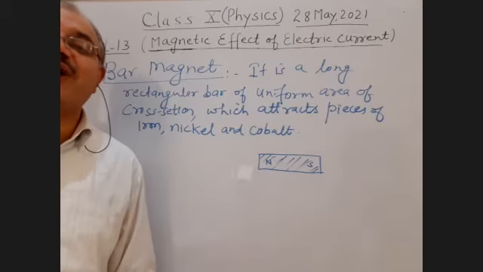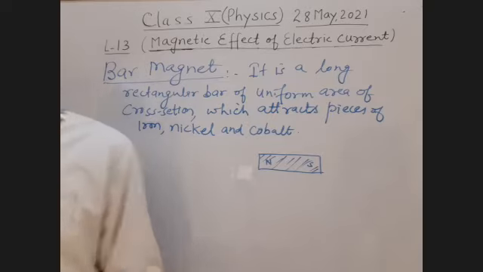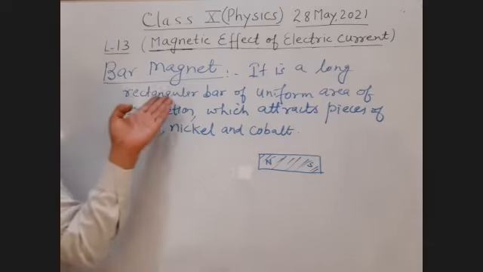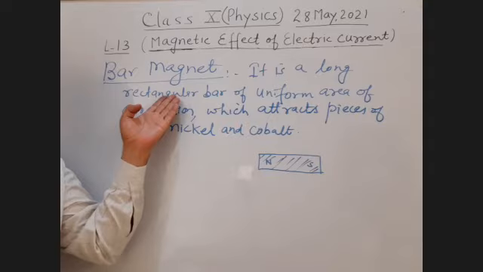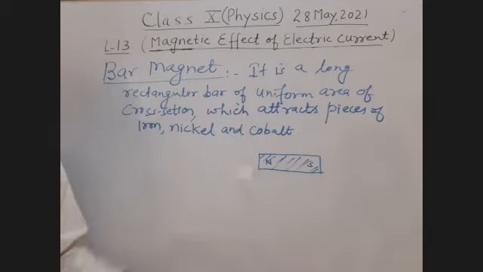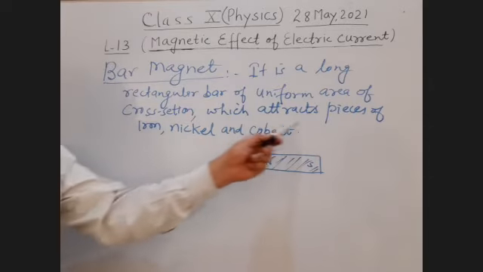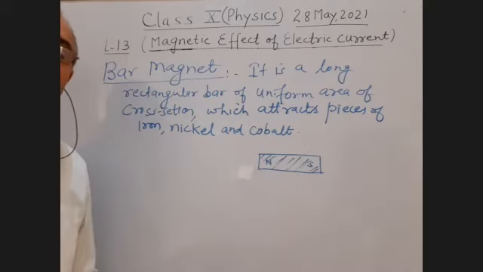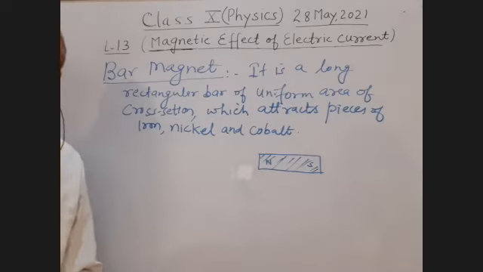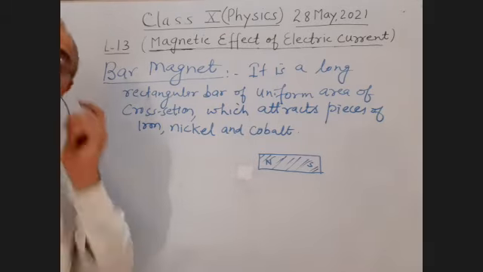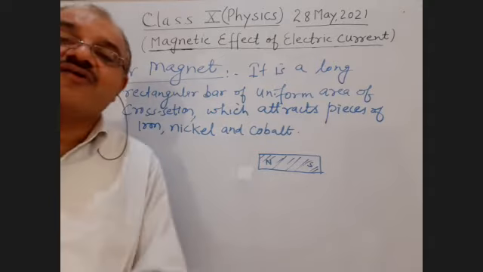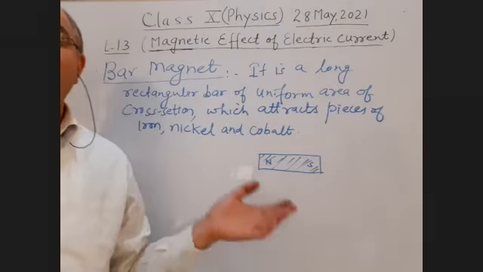Now, student, what is the property of a bar magnet? Again, I am going to discuss the definition of a bar magnet. It is a long rectangular bar of uniform area of cross-section which attracts pieces of iron, nickel, cobalt, and this shape is a bar magnet. Now, student, what are the characteristics or properties of the bar magnet?